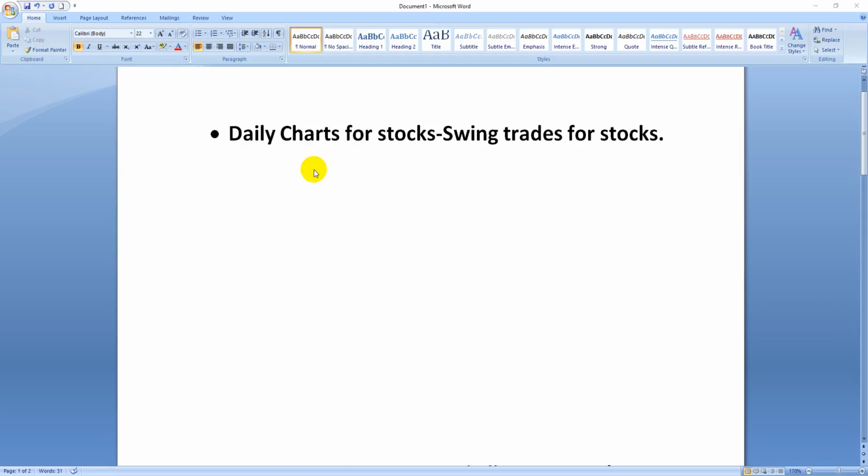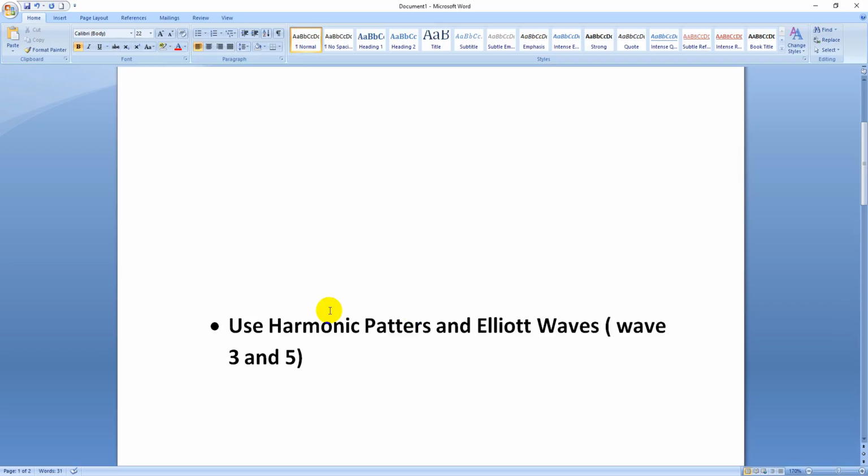I made some changes. I no longer day trade, and I use daily charts for stocks, swing trading only, and walked away completely from the 5-minute, 30-minute and 15-minute charts. Also, I only use harmonic patterns, and Elliott waves, mostly the wave 3 and wave 5 at the end of the trend for reversal.